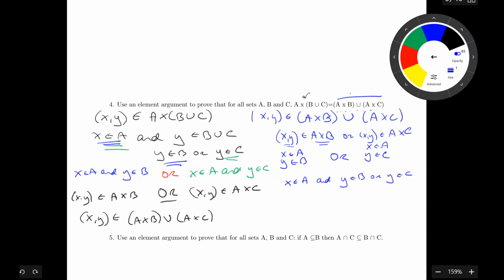So I'm going slow, and I want you to go slow so I can see where you're getting your information from. Then I can say x is in A and y is in B or C, and then I can put it together with the ordered pair. The ordered pair x, y is an element of A cross B or C. Got it?